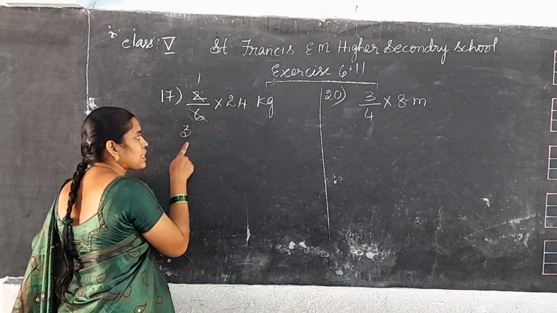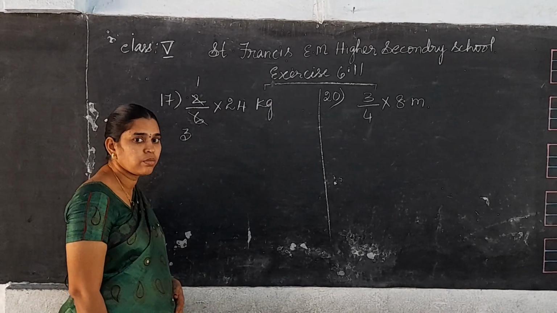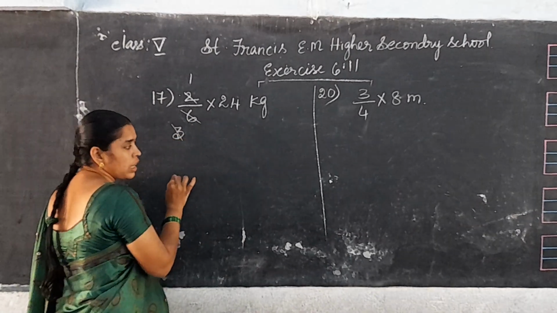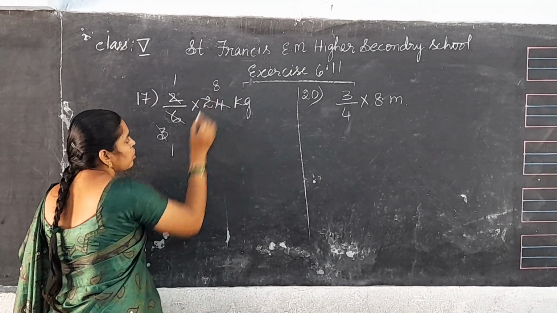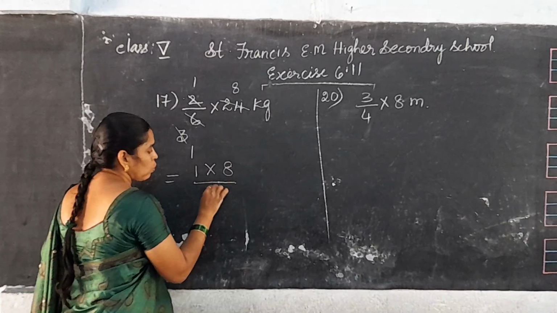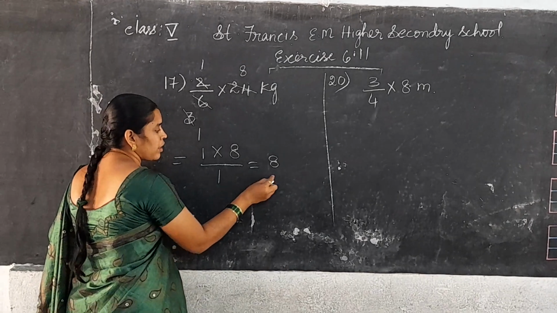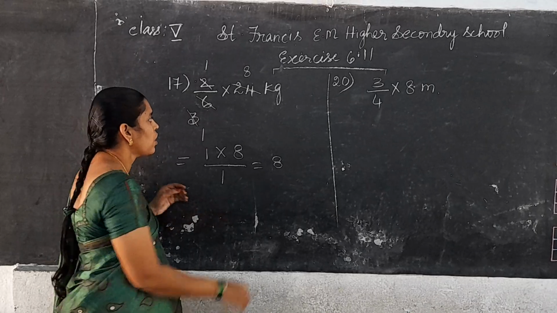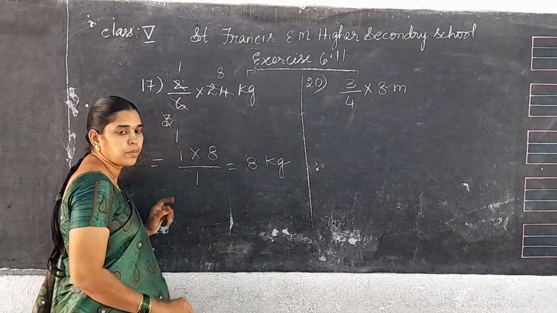Now this whole number and this denominator you check it. In these two numbers, any tables will go? Yes, 3 tables. 3 how many times will it go in 3? 1 time. In this, 8 times. So what is left? 1 into 8 by 1. 1 8 is 8. If you are writing 1 in the denominator or not writing, no problem. This is the answer for this question. So how many kgs? 8 kgs.